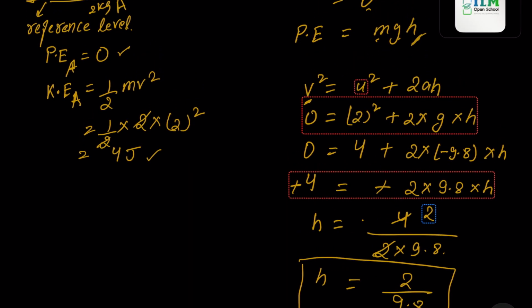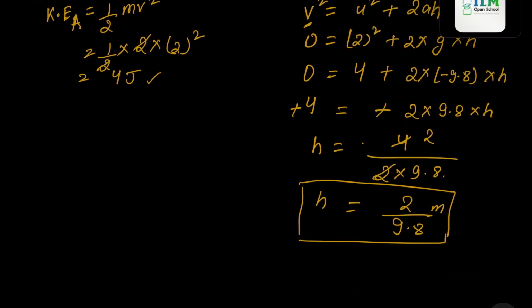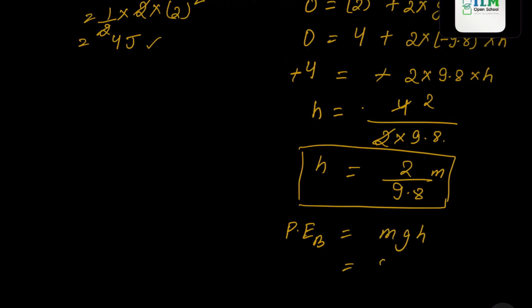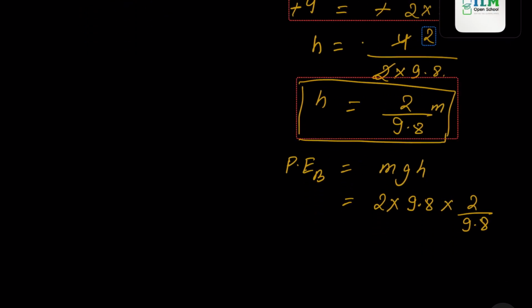So I get the height. We can simplify it, but it is the height. Okay, now we will find out potential energy at point B. What is it? mgh. Mass is 2 kg. What is the value of g? 9.8. What is h? 2 upon 9.8. Now you can see why I have left it here, because I know that it will get cancelled out with this. So why should I waste my time on calculation? So I get 2 into 2 is 4 joule.